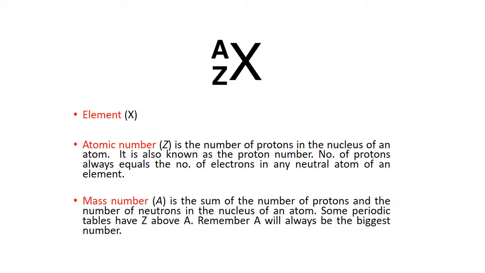So this is the notation that we use. You have element X in the middle, and we have Z, which is the atomic number, known as the number of protons in the nucleus of the atom. It defines what the element is, also known as the proton number. The number of protons in an atom will always equal the number of electrons, because atoms are neutrally charged. The mass number A is the sum of the number of protons and the number of neutrons in the nucleus of an atom. Some periodic tables have Z above A, but remember A will always be the biggest number.